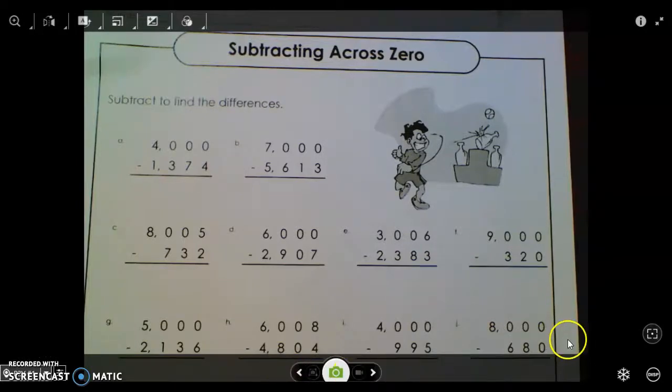First, I want you to pause the video, and I want you to get this page from your math pockets. I'll give you a minute.